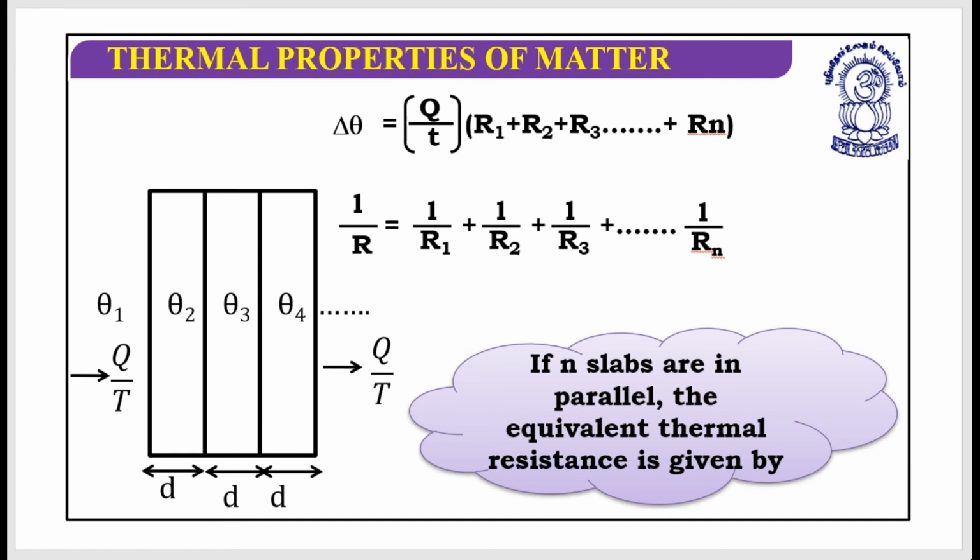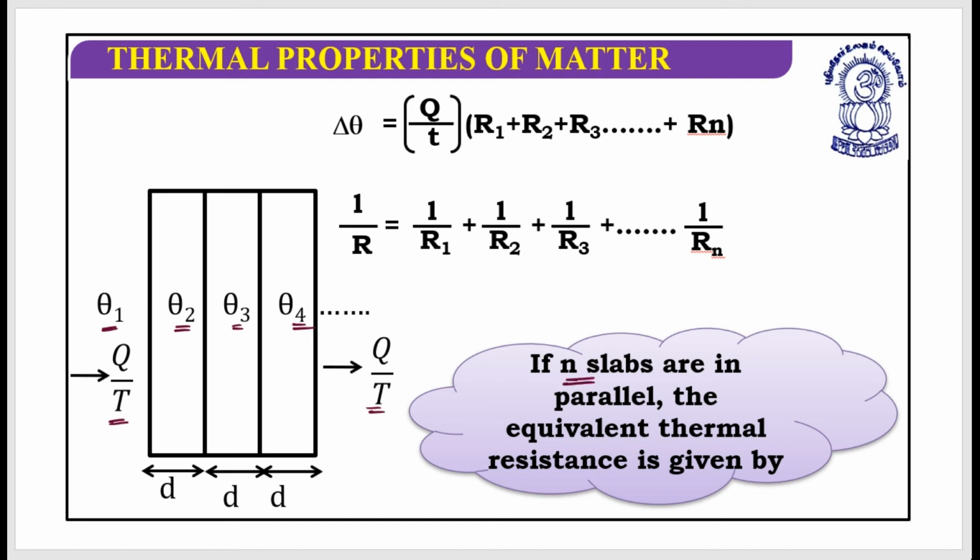Great. Now let's look at this. Suppose in this situation the slabs are connected like this. It's theta 1, theta 2, and this is theta 2, theta 3, theta 3, theta 4, and onwards. So once q by t has entered, it is going to leave from this.